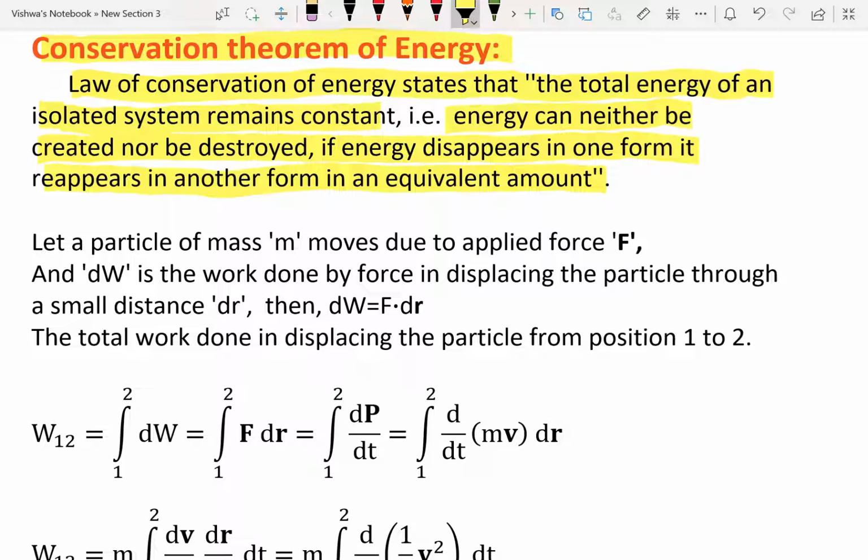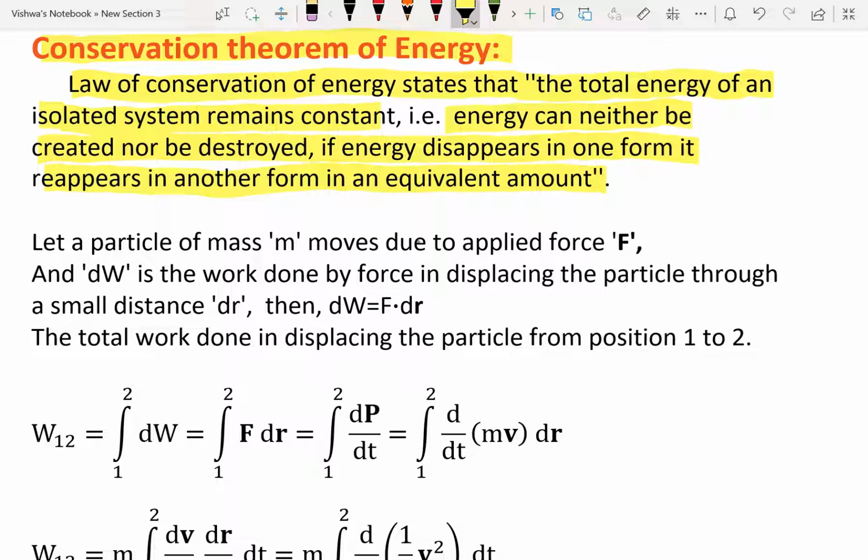That means we cannot create any kind of energy as well as we cannot destroy any energy, but we can convert one form of energy to another form. Simply, potential energy can be converted into kinetic energy, kinetic energy into potential energy, or heat energy can be converted into another form of energy. Like that, the total energy of the system remains constant. Now we are going to prove this theorem.